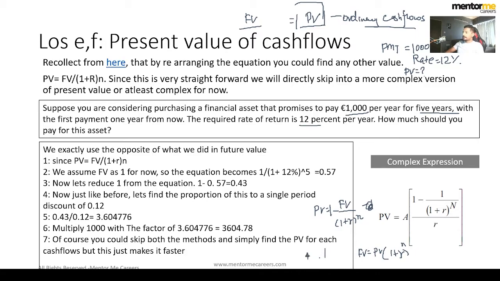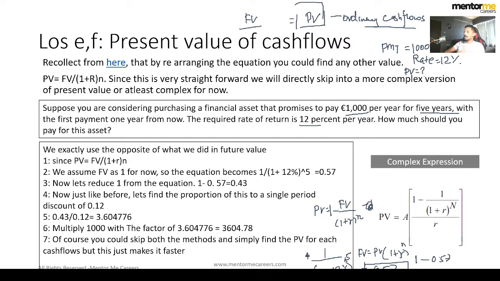Again, doing the same thing, whatever my value comes out to be, which is 1 divided by 1 plus 12%, compounded for 5 periods, I will get 0.57, right? So all I'm saying is, if I invest 1 rupee at 12% and compound it for 5 periods, 0.57 is what I'm going to get. But remember, I have to reduce 1 minus 0.57, which gives me 0.43.